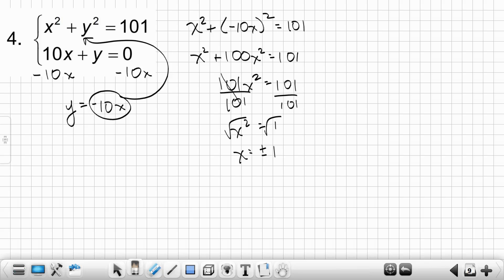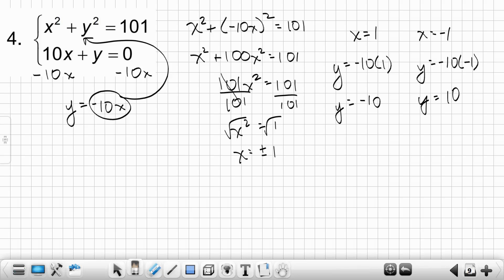We have half of our coordinate again, so I'm going to plug it into here. X equals 1 or x equals negative 1. I plug it into y equals negative 10 times 1. Y equals negative 10 times negative 1. Y is negative 10. Y is positive 10. So my coordinates are 1, negative 10, and negative 1, 10.